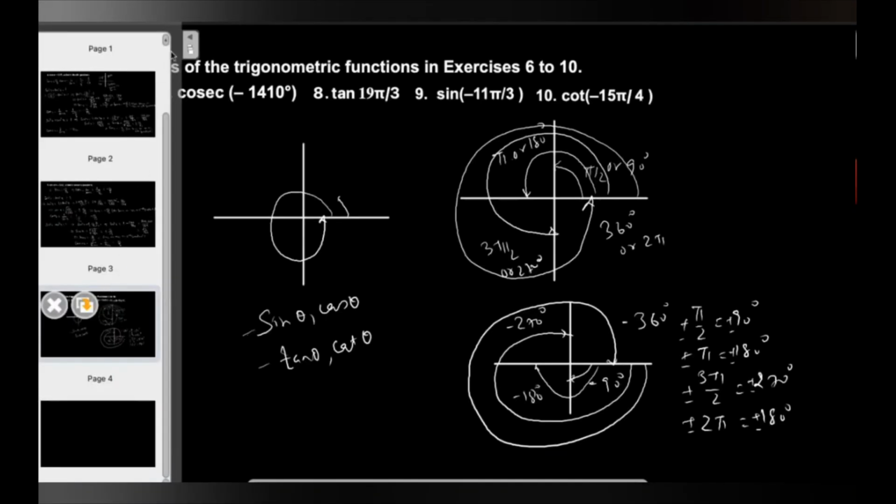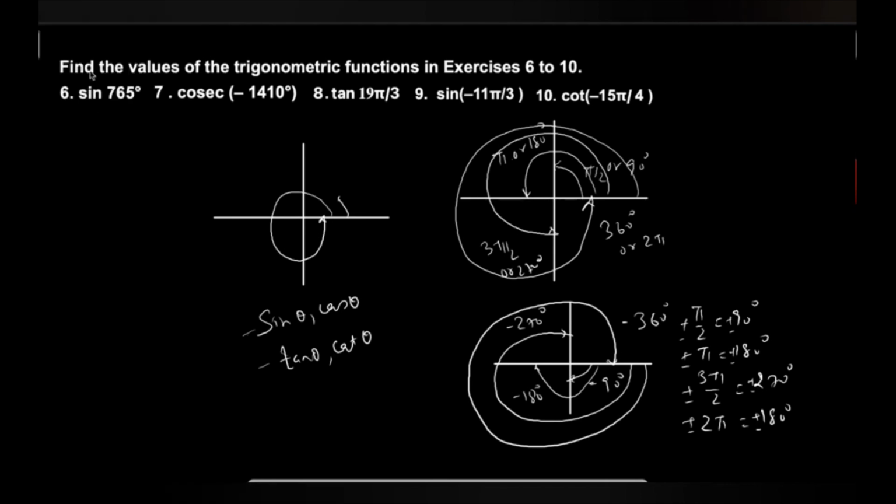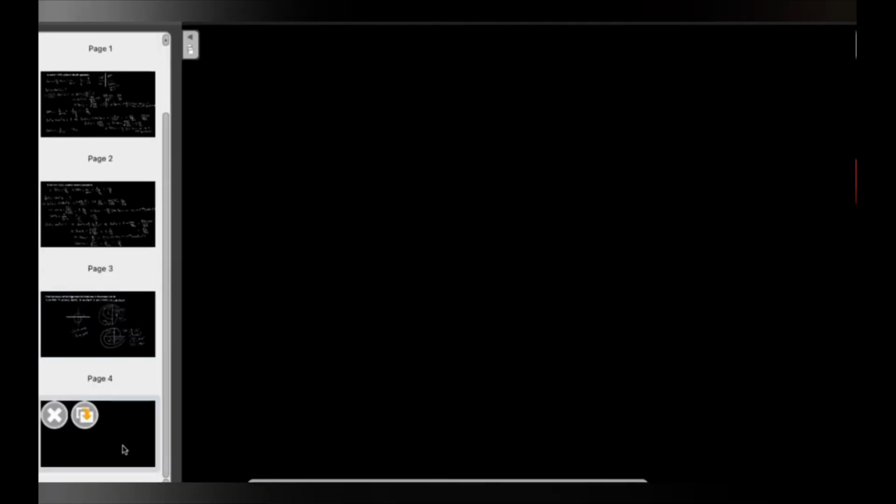So we'll take the first problem. This is sine of 765 degrees.